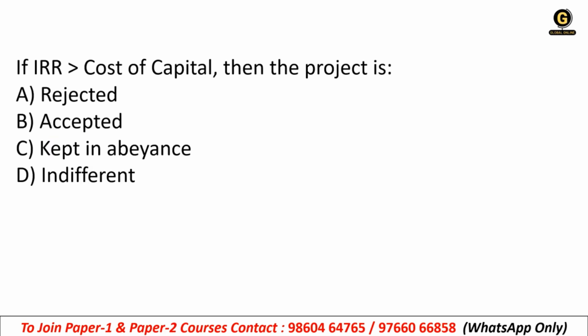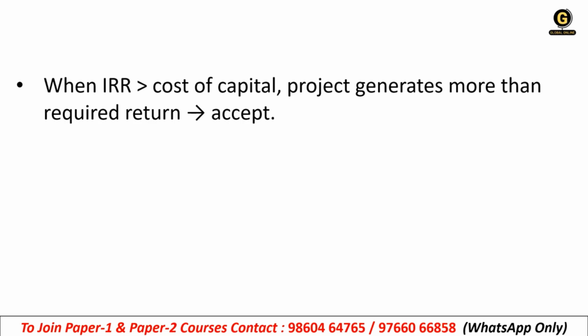If IRR is greater than the cost of capital, then the project is rejected, accepted, kept in abeyance, or indifference? So we have just discussed this, right? It is accepted. If IRR is greater than cost of capital, then this project will be accepted. When IRR is greater than cost of capital, the project generates more than the required return. So that will be accepted.